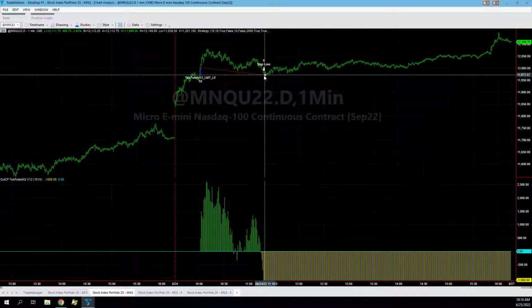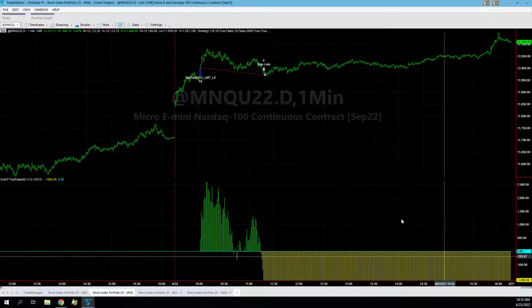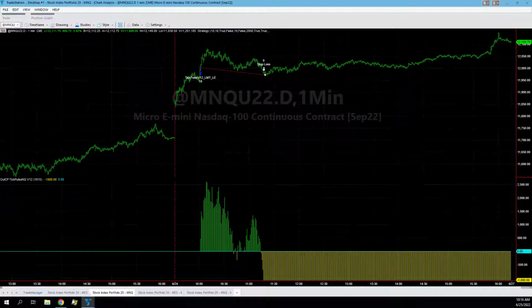Barely stopped out, just barely stopped out, and down on the day. This is 18 micros, so down, this is a $600 stop loss per E-mini, 18 micros, minus 1,080. The difference was in the E-mini. So this is the micro. So let's take a look at the E-mini trade yesterday.